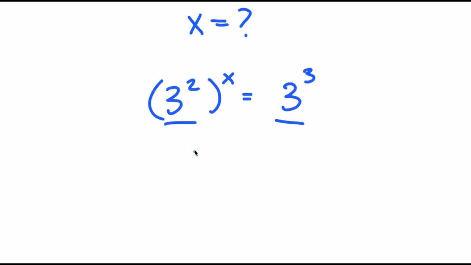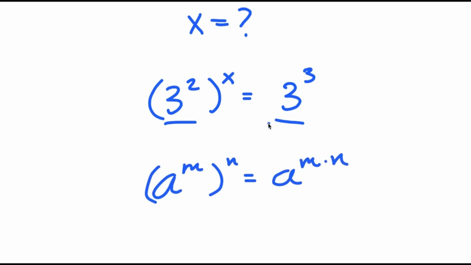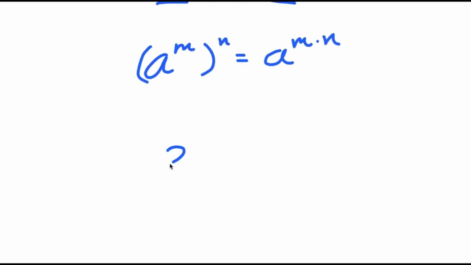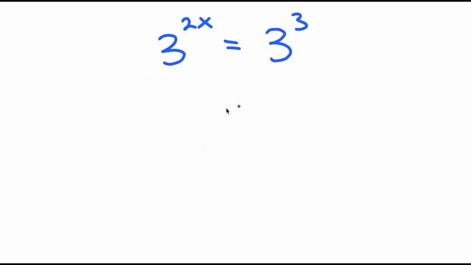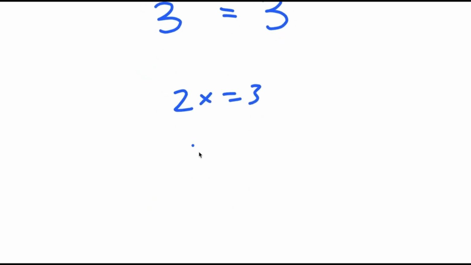From here, if I have something in the form a to the power of m to the power of n, this is equal to a to the power of m times n. So 3 to the power of 2 to the power of x is equal to 3 to the power of 2x. So I get 3 to the power of 2x is equal to 3 to the power of 3. And this means that 2x is equal to 3 and x is equal to 3 over 2.